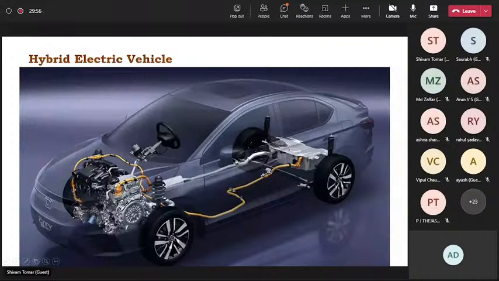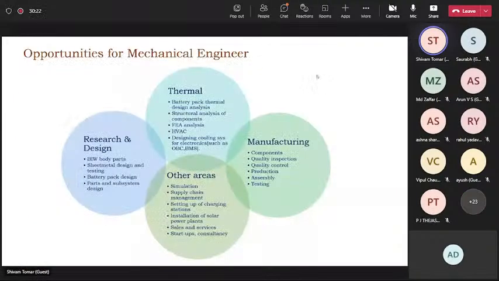Engine itself. Okay, these are some major differences. Just to give you an overall view of what the architecture of electric vehicles, that is hybrid electric vehicles, plug-in electric vehicles, and battery electric vehicles look like.